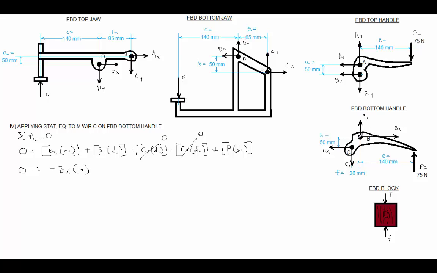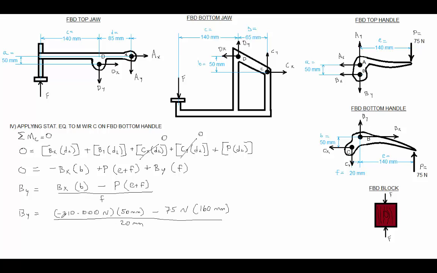P is producing positive rotation, and its perpendicular distance is E plus F. BY is also producing positive rotation, and its perpendicular distance is F. Solving this equation for BY gives this, and now we can plug the numbers in.